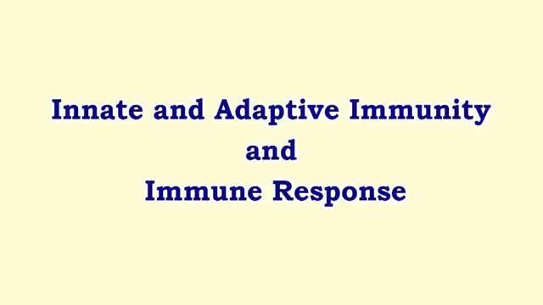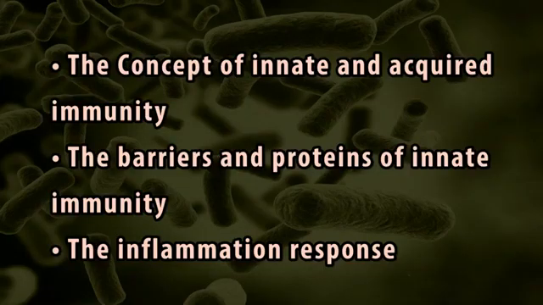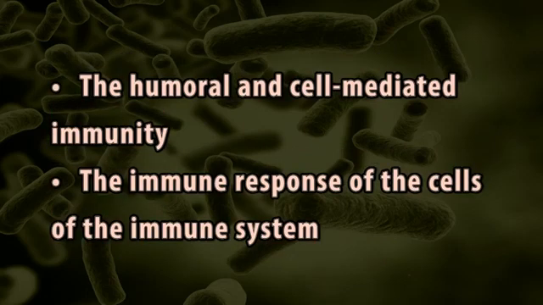Dear students, Module 29, Innate and Adaptive Immunity and Immune Response. The main objectives are to know about the concept of innate and acquired immunity, to understand the barriers and the proteins of innate immunity, to explain the inflammation response, to know about the humoral and cell mediated immunity, to know about the immune response of the cells of the immune system.